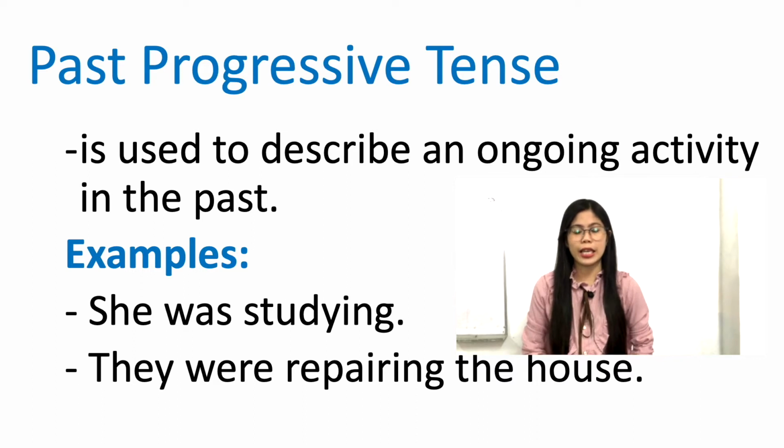Example, when I say she was studying, it may mean that she's studying yesterday and up to this moment. Another example, they were repairing the house. It may mean that last month until now, they are repairing the house. So this deals with an ongoing activity in the past.